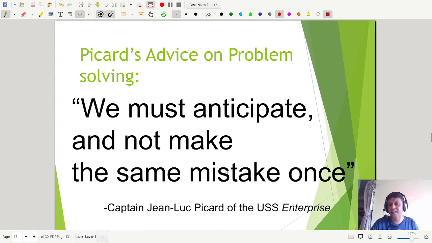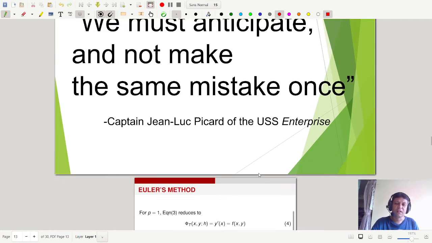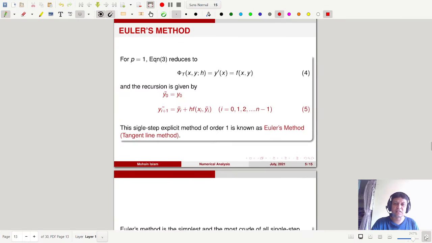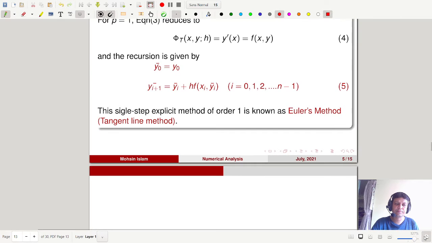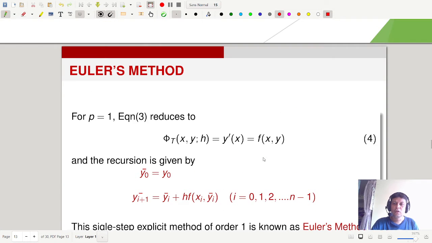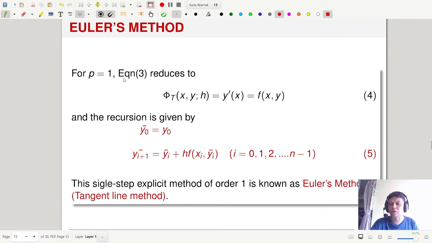Let's come to the next, the most important one, that is Euler's method. We'll talk about Euler's method. This is also a single step method. So Euler's method is for p equal to 1. For p equal to 1, equation 3 reduces to this.